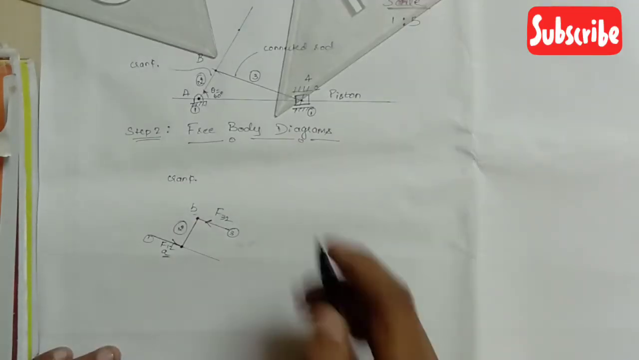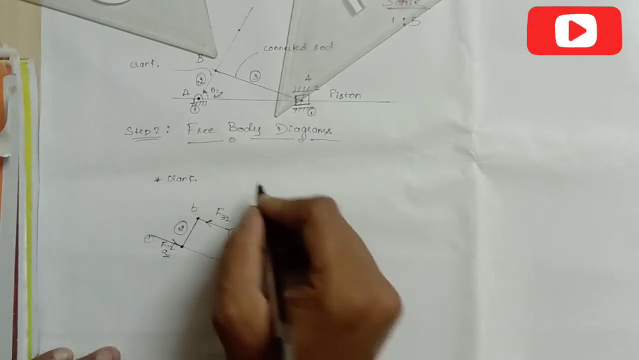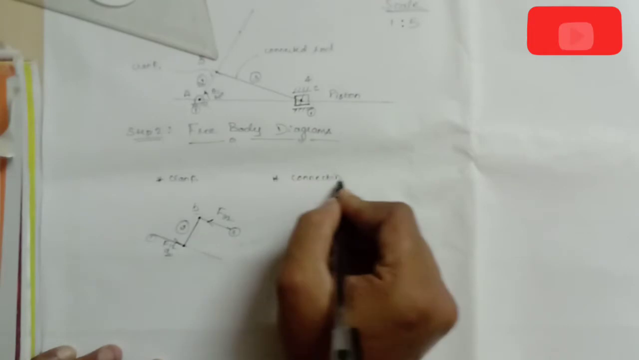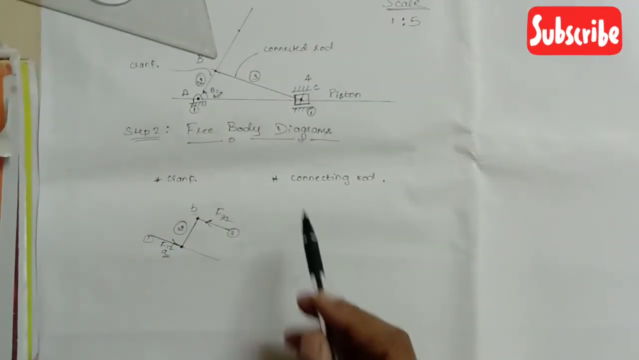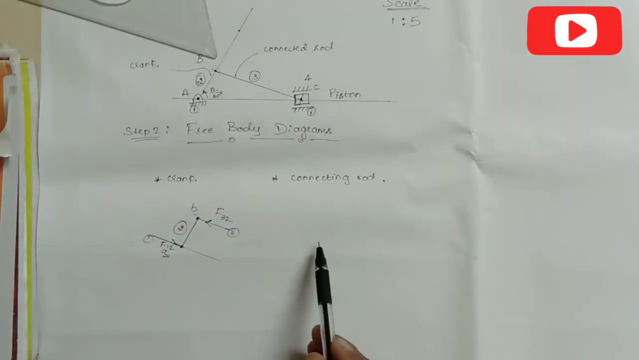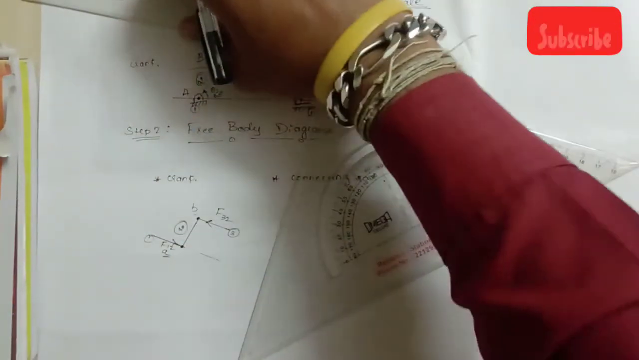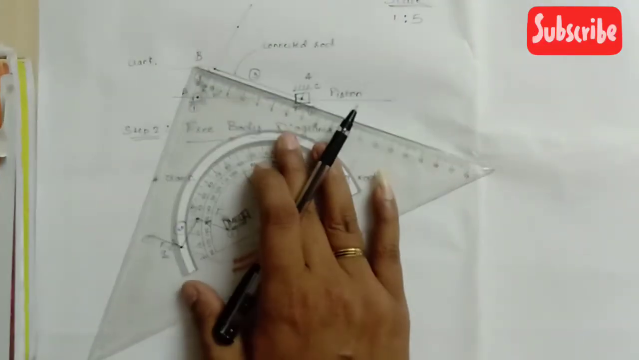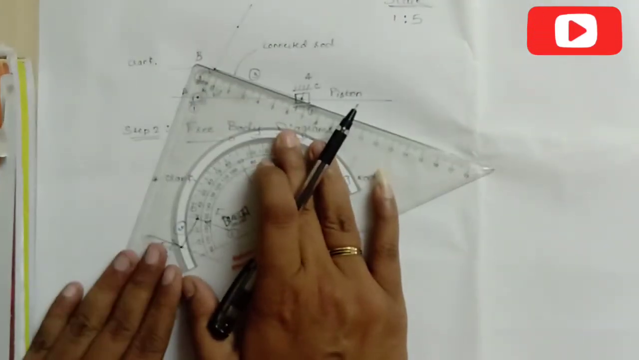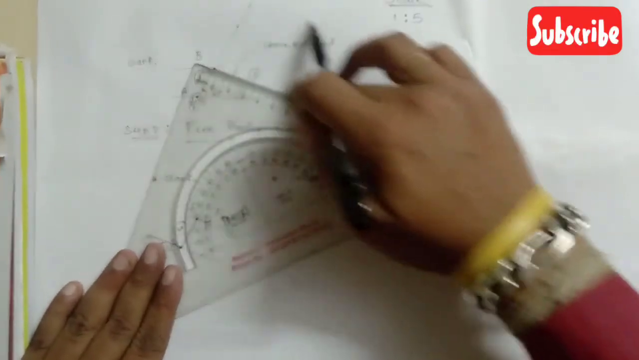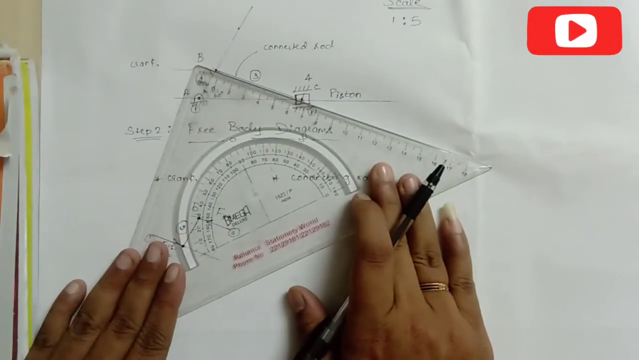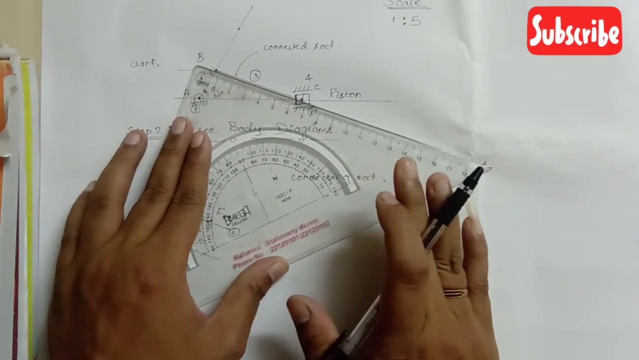Moving on, next I need to draw the free body diagram of the third link, that is, the connecting rod. To draw it, I will reproduce this line segment BC again very next to this one. To draw a line parallel to the connecting rod, first I will align my set square along this line segment BC. Now I'll align this edge with respect to the edge BC here. Next, I want to get a line which will be parallel to this line segment.